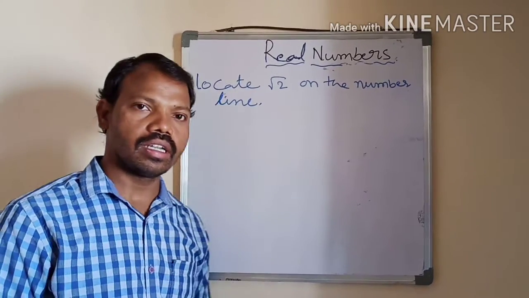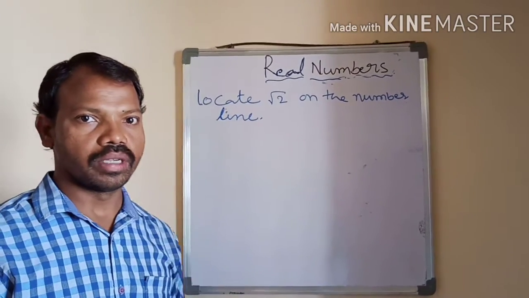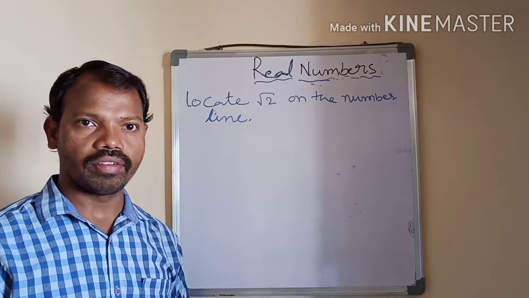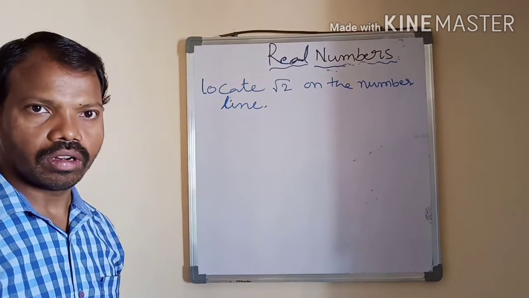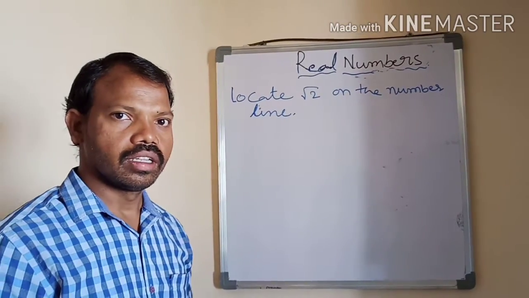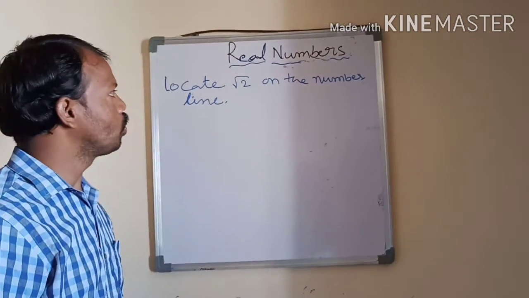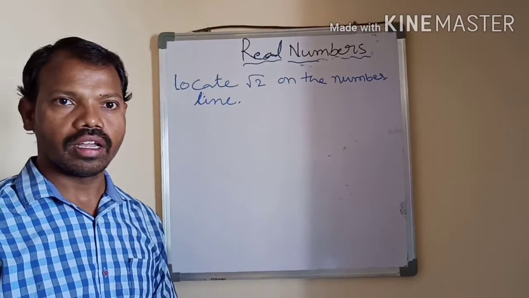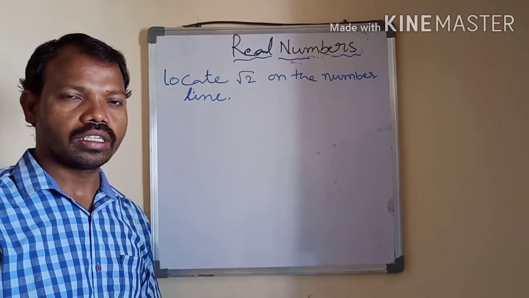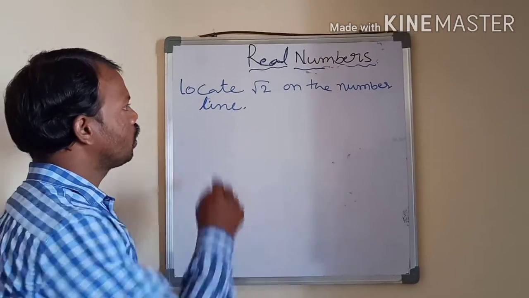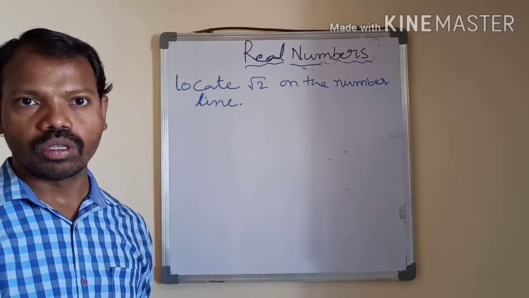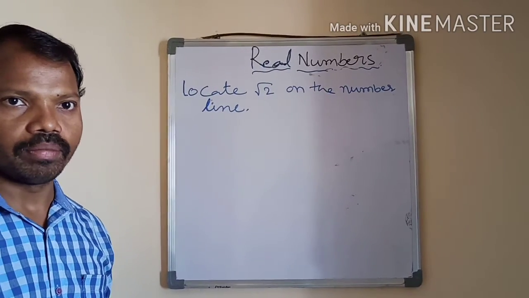In the previous class we discussed irrational numbers and finding the value of irrational numbers. We found the value of root 2, root 3, root 4, root 5 and so on. Today we will see how to represent irrational numbers on the number line. Before that, we first have to know the Pythagoras theorem.